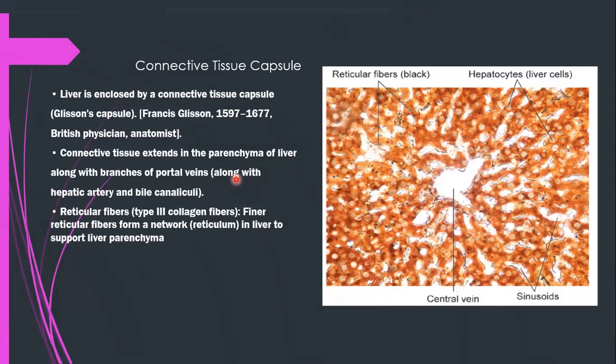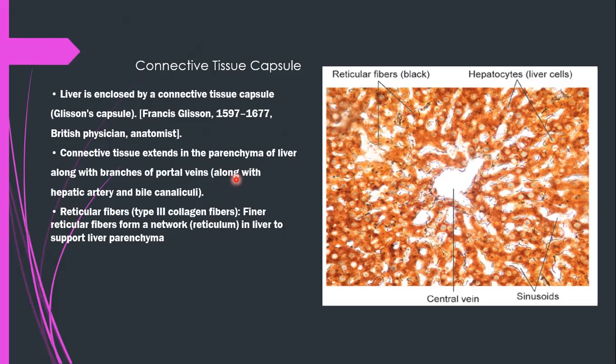So the liver is enclosed by the connective tissue capsule, known as Glisson's capsule, named after Francis Glisson, who was a British physician and also an anatomist. So the capsule usually sends in septa. Okay. So the connective tissue extends into the parenchyma of the liver along with the branches of the portal vein, also hepatic artery and bile canaliculi.